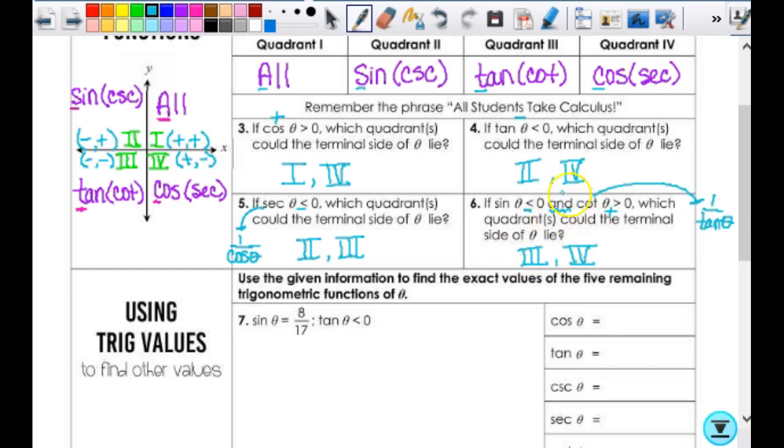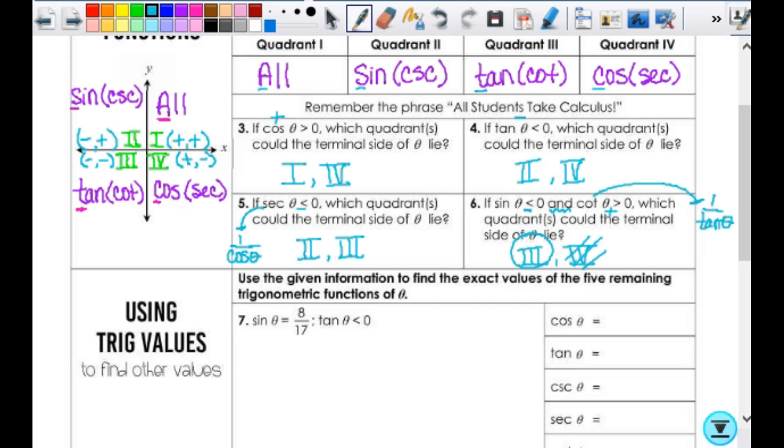But then we have this "and" thing going on. And cotangent or tangent has to be positive. Well, tangent is positive in 1 and 3. So if I need sine to be negative, which is these two, and cotangent to be positive, and tangent is only positive in 1 and 3, 4 doesn't work. And this is my only answer for this one. Okay.